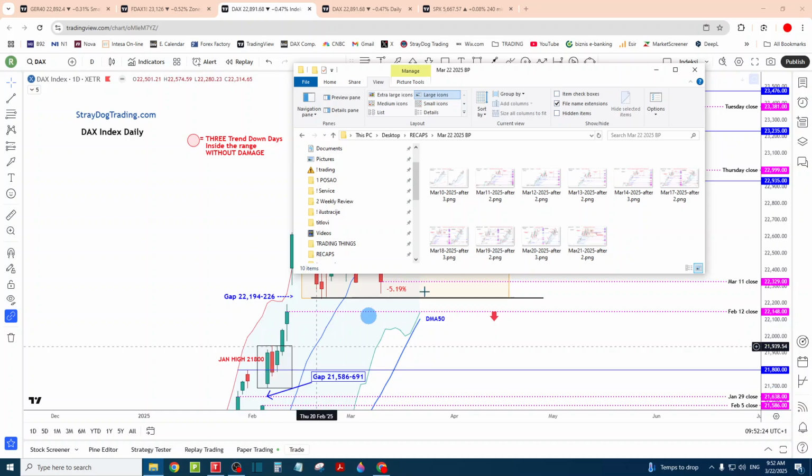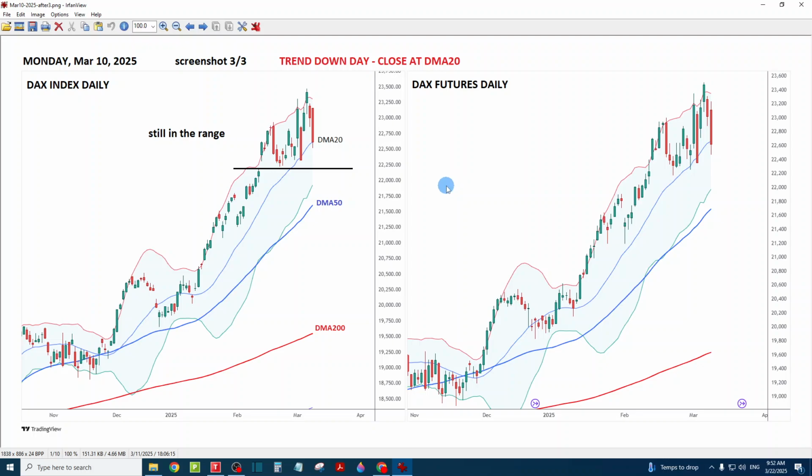Now, here in this folder I have screenshots from Setups Gallery, the end screenshots of each day, starting with Monday of the previous week. So let's watch these 2 weeks and how this price action was going. So market was in range despite 3 trend down days, which is very important. So they were still holding support.